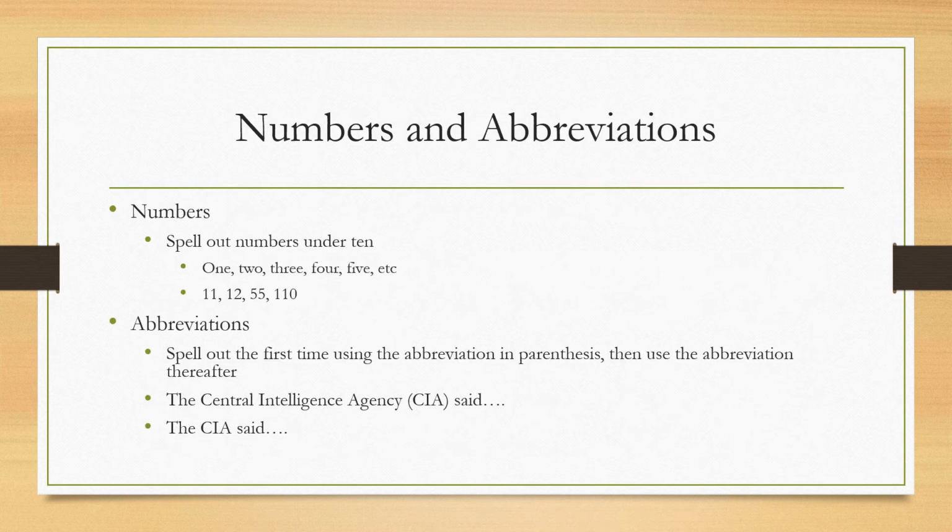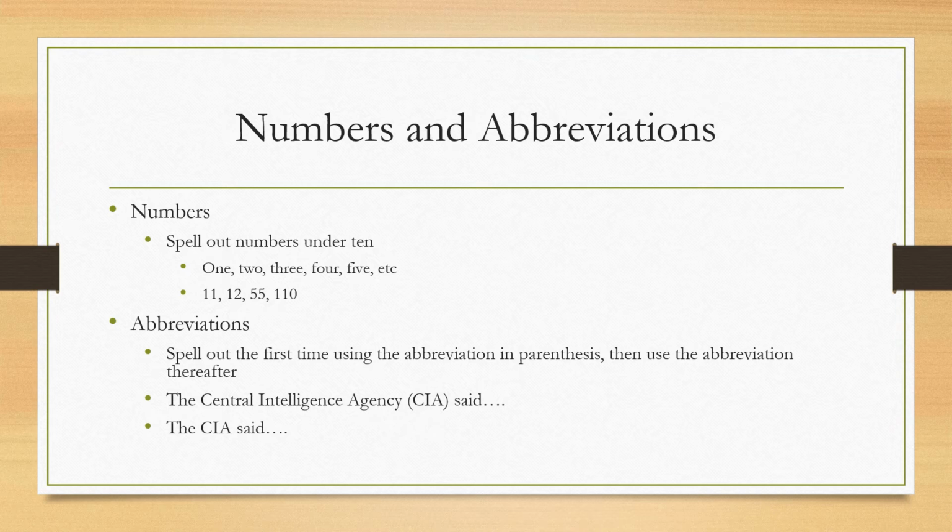Next, numbers and abbreviations. So for numbers, new APA says that we are supposed to spell out numbers under 10. So if it's 1, 2, 3, 4, 5, 6, 7, 8, 9, then you will spell it out. If it's 10 or above, you will just write it in regular numerical form. So like a 11, 12, 55, and that sort of thing.